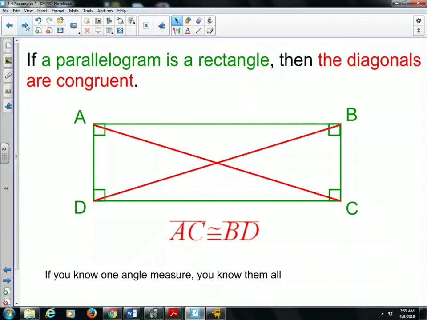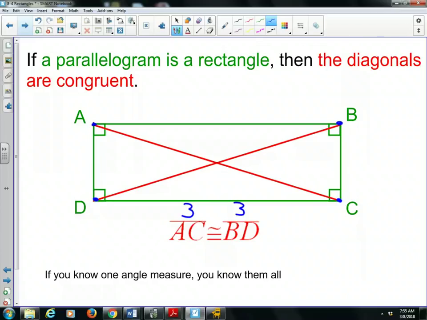rectangle, then the diagonals are congruent. So the distance here from point A to point C, let's say that distance is 3 feet long. The distance from point D to point B, that diagonal, is also 3 feet long. So in a rectangle, the diagonals are the exact same size.